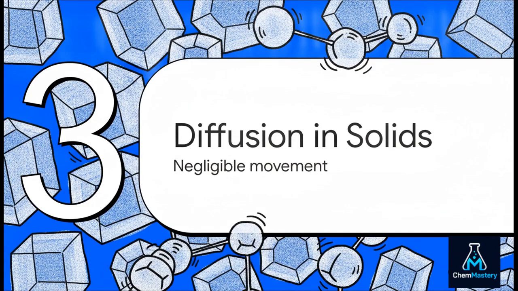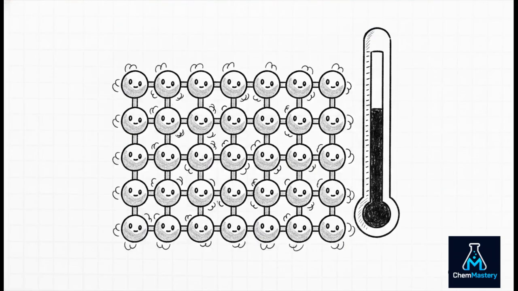Briefly touching on Section 3, Diffusion in Solids. For your core chemistry exams, you just need to know that diffusion in solids is incredibly slow, like almost completely negligible. Why? Because solid particles are locked into a super rigid, tightly packed pattern.